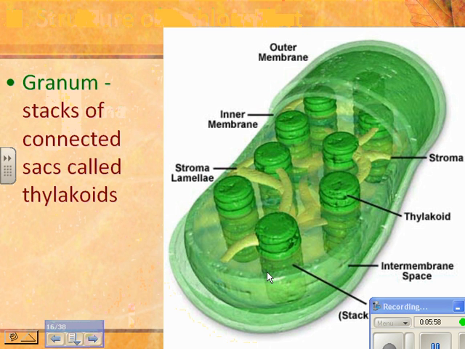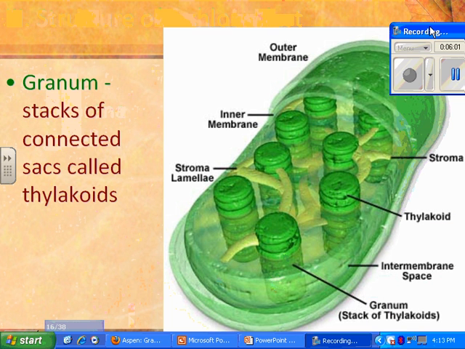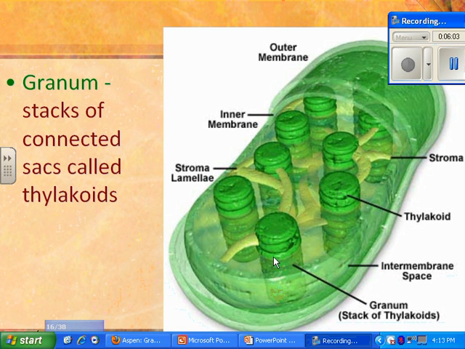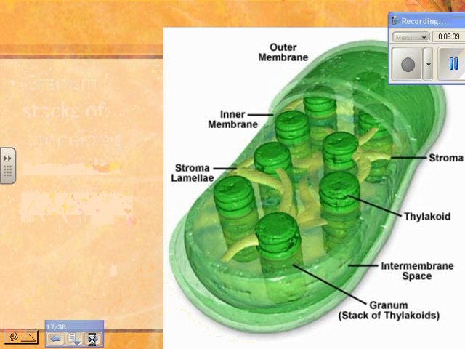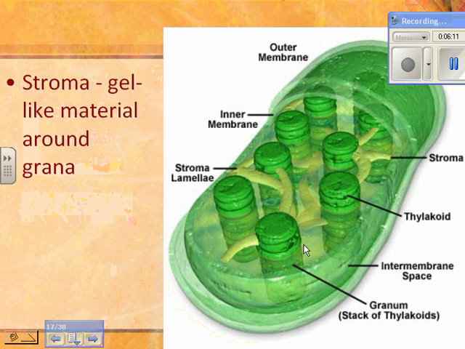They have grana, which is this stuff. Let's move this back up again. A granum is a stack of thylakoids. So each of these little sacs is called a thylakoid. This is an important word. Stroma is the goop in here. It's like cytoplasm, so it's the gel-like material around the grana.